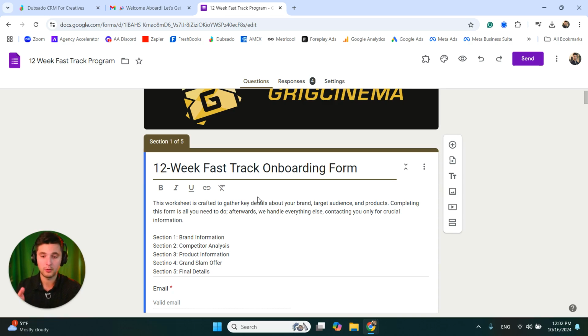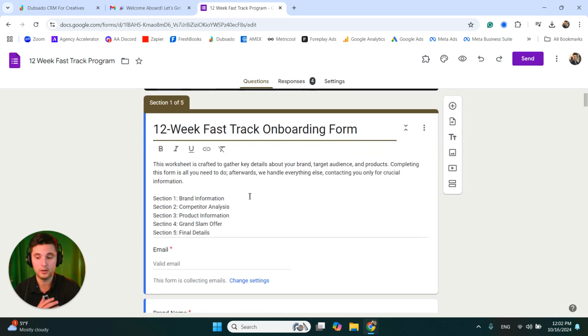Alright, so today we're going through the onboarding form. This is probably the most crucial part of the process in terms of the foundation. So make sure you take your time and you answer each question diligently, because we are going to be basing all our scripts and ads off of this evaluation sheet alone.